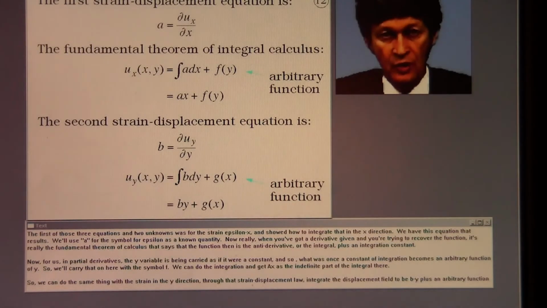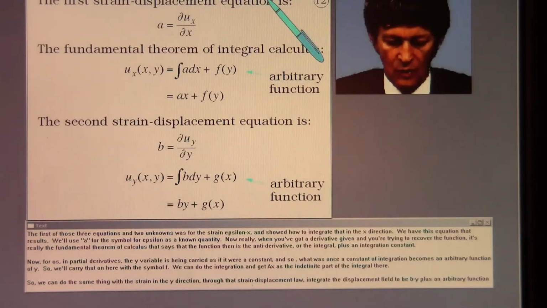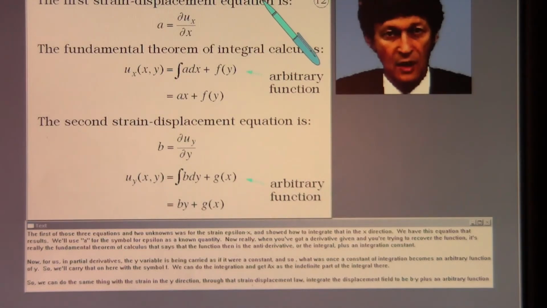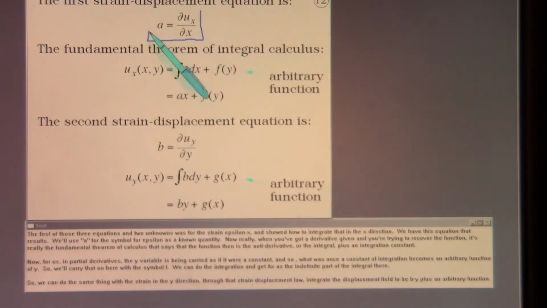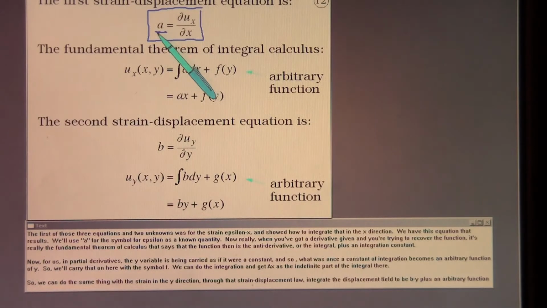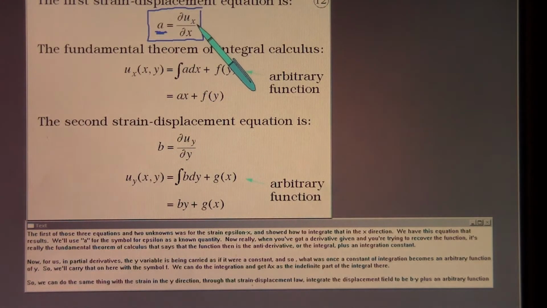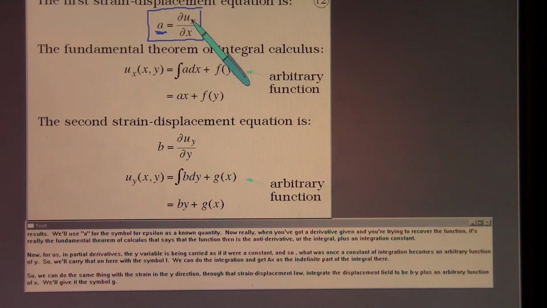The first of those three equations in two unknowns was for the strain epsilon x, and showed how to integrate that in the x direction. We have this equation that results. We'll use a for the symbol for epsilon as a known quantity. Now really, when you've got a derivative given and you're trying to recover the function, it's the fundamental theorem of calculus that says that the function then is the antiderivative or the integral plus an integration constant.